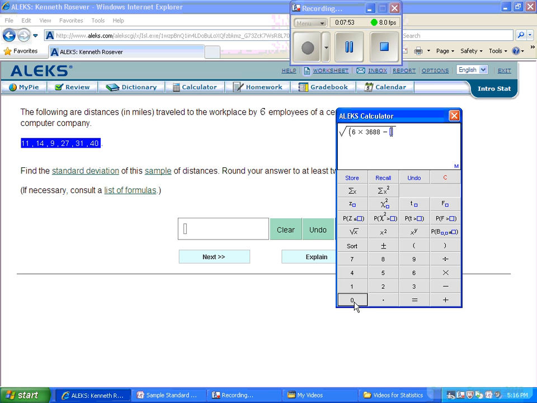We wanted 132. Where's the x squared button? There it is. Close that parenthesis, divide everything by 6 times 5, right? N times n minus 1, 6 times 5. You could just write 30, but I'm going to do that. And it'll do this times that minus that squared and divide that result by 30, and it'll take the square root when I hit equal sign.